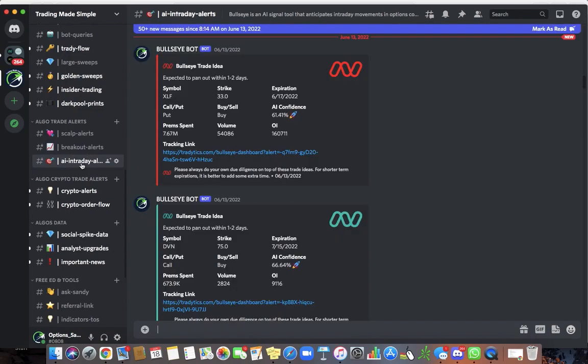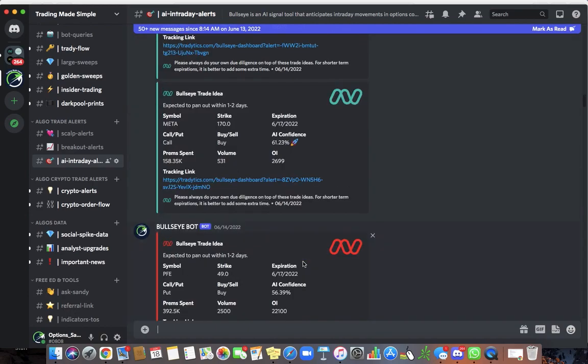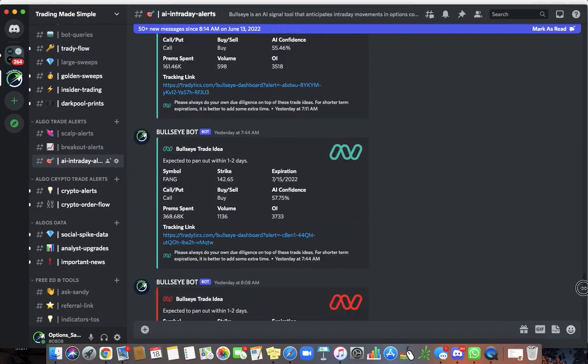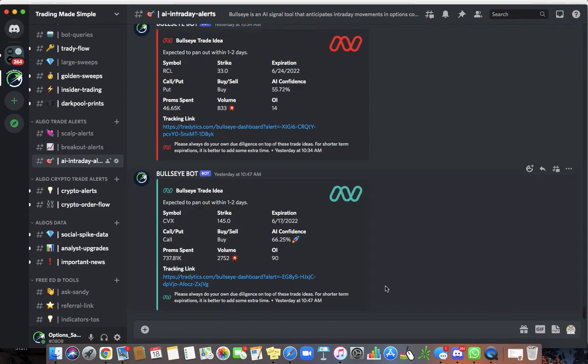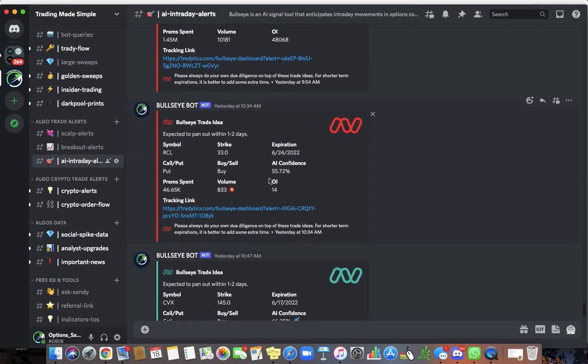All right. And then we have the AI-driven Bullseye bots. Now, these Bullseye bots are really identifying, by machine learning again, order flow, chart analysis, how long we've been going in a trend, and the likelihood of a reversal. So here you could see CVX, call, AI confidence 66%, expiration 617. The volume is high, represented by a little boom signal here. And in this one, you can see it even says they think it's going to happen between 1 or 2 days.